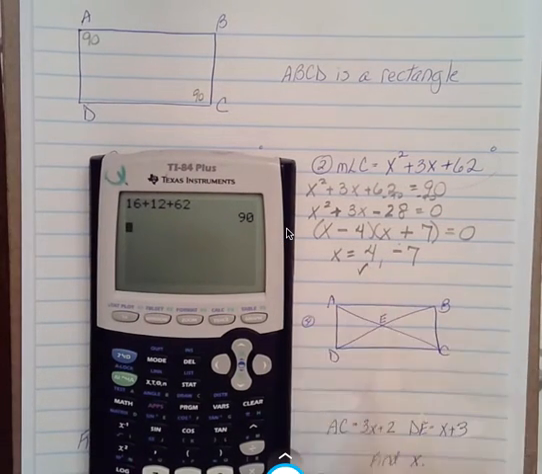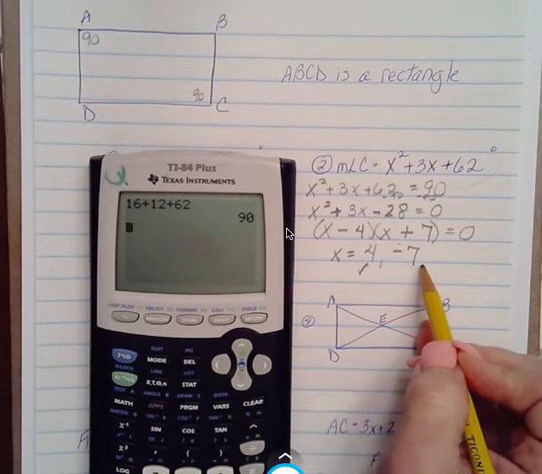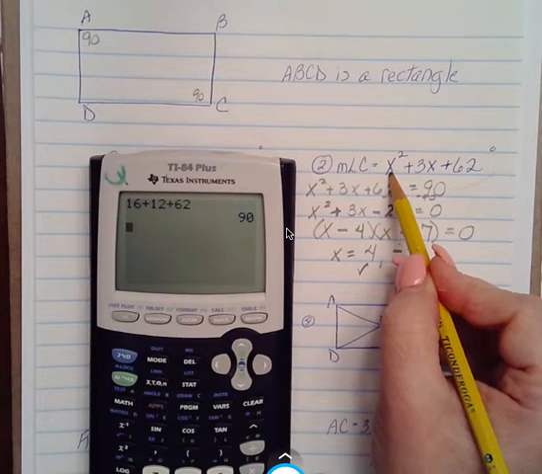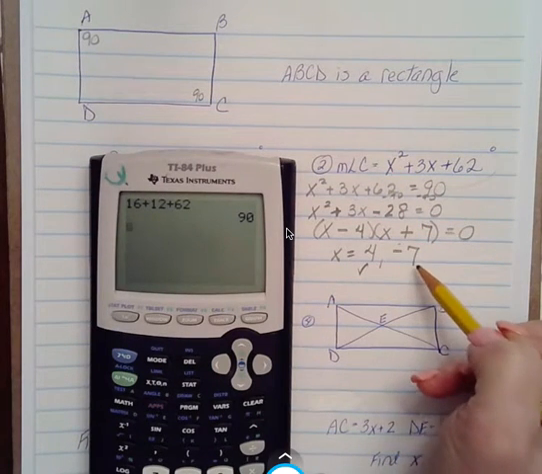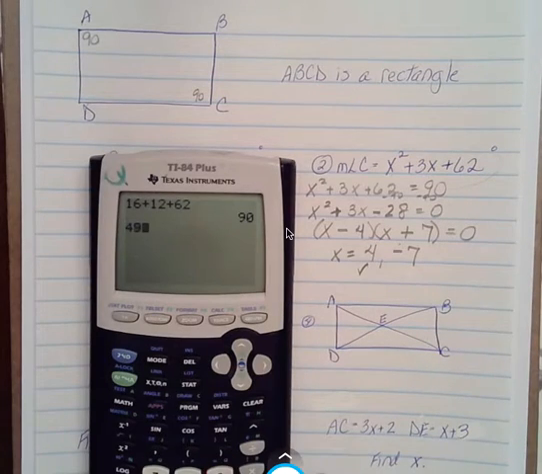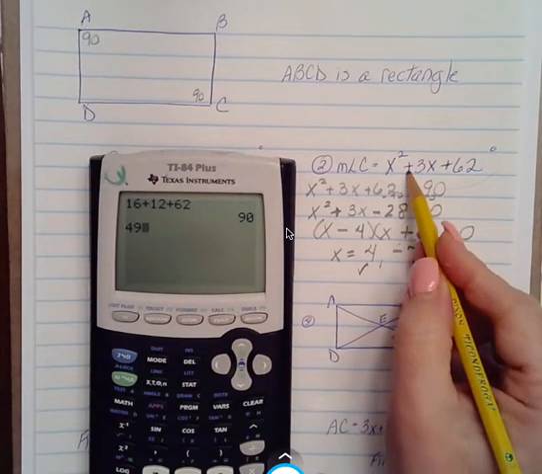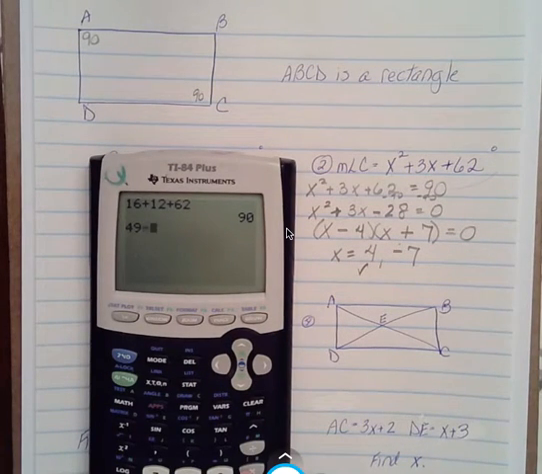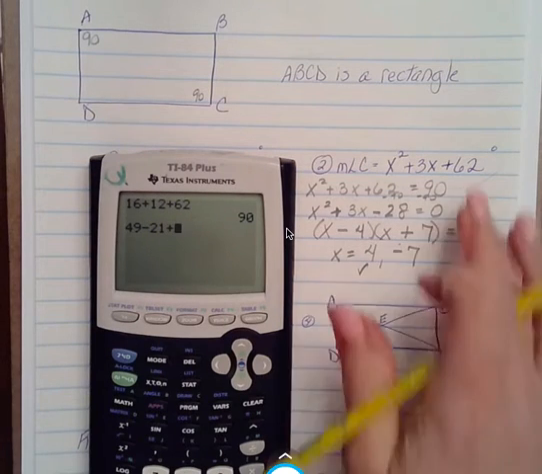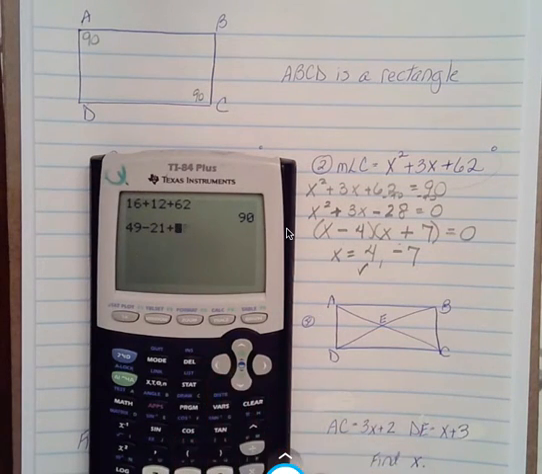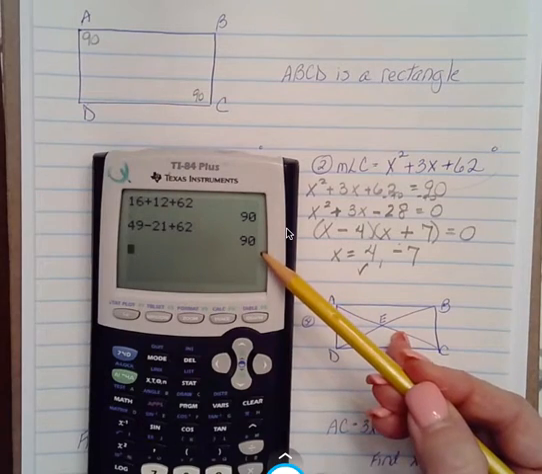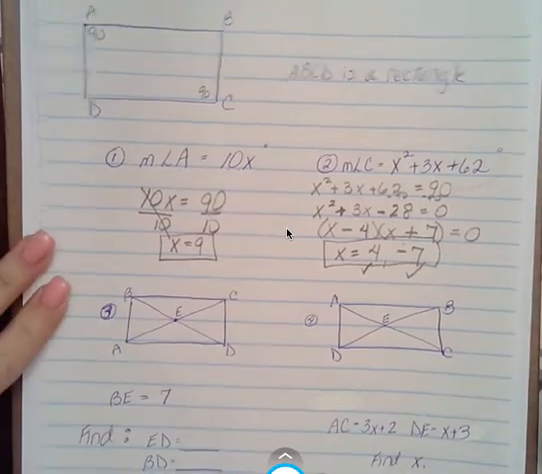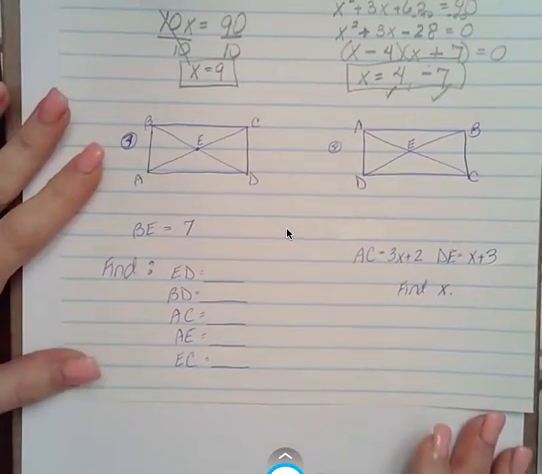90, that guy works. Now negative 7, that's the one that I was a little worried about. Let's see what happens. Negative 7 squared. Well, that's negative 7 times negative 7, and that's a positive 49. I'm just going to type in 49. Plus, now I have my 3 times negative 7. That's negative 21 or minus 21. And plus the 62. Oops. And that is also 90. So you know what? That works also. Yay, both of these work. Good stuff.